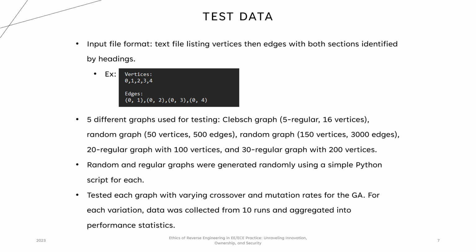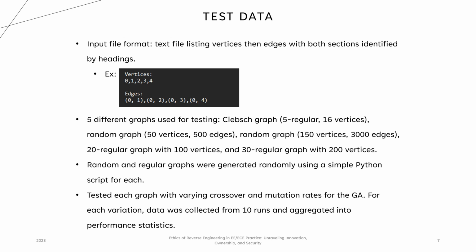And then I used 5 different graphs in the testing. The first being the Klebsch graph, which I found out about on the Complete Coloring Wikipedia page. It is a 5 regular graph with 16 vertices. The reason I chose it is because it has a known achromatic number, and I could basically benchmark the algorithm with it, make sure it was working okay.